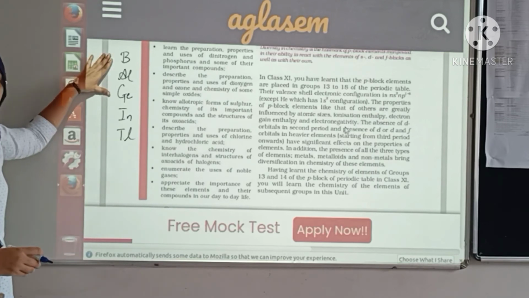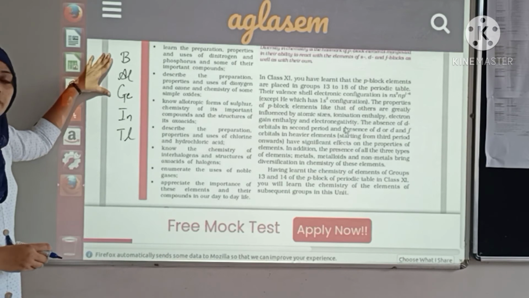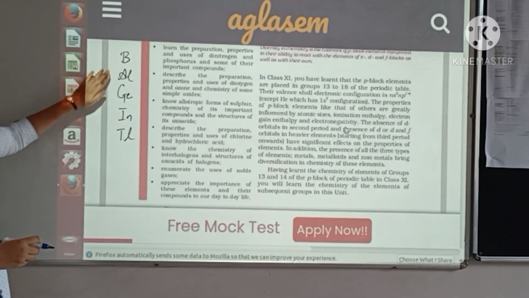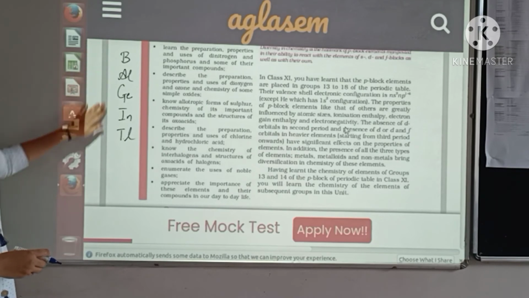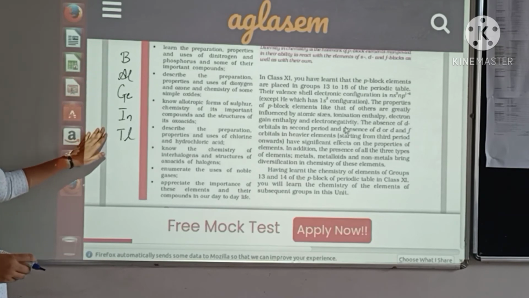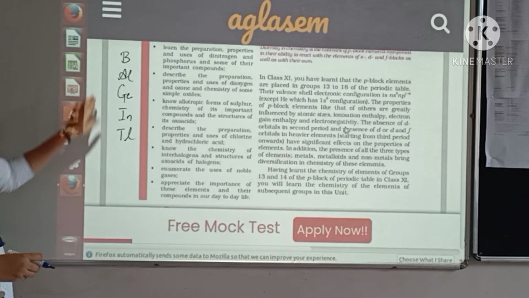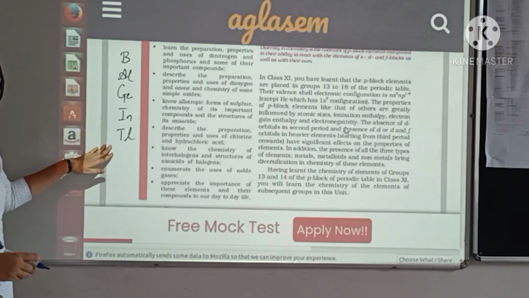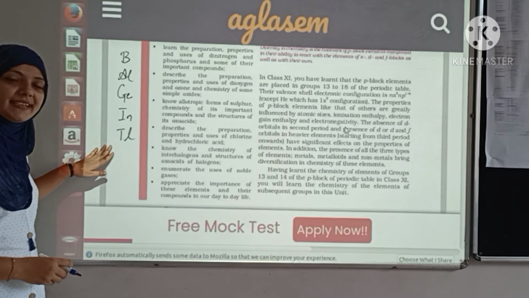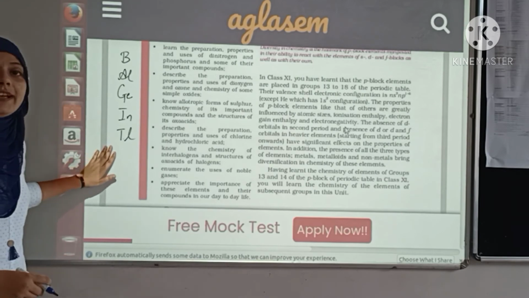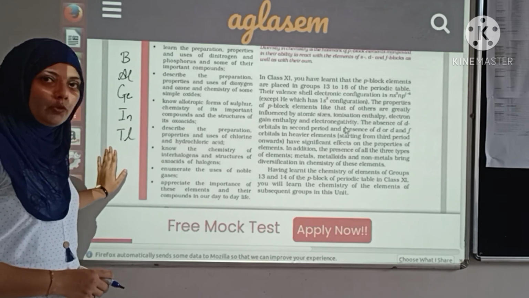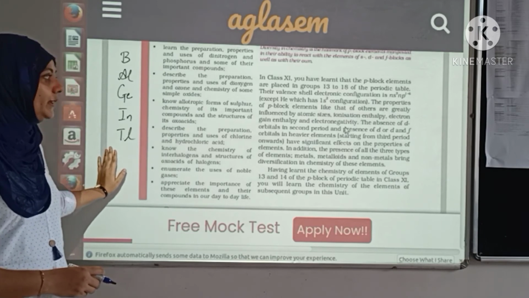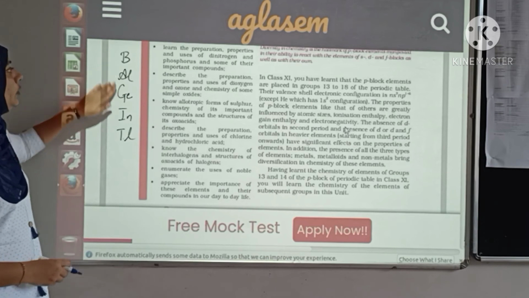Dear student, the 13th group elements are boron, aluminium, gallium, indium and thallium. When we talk about this particular group, we call it bangan, aloo, gajar and thela. It seems very funny, but it is the easiest way to remember, and we call it mnemonics. With the help of mnemonics you can remember the elements present over here: bangan, aloo, gajar and thela.